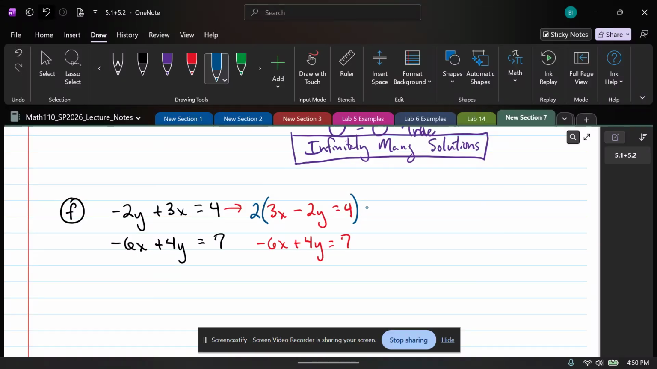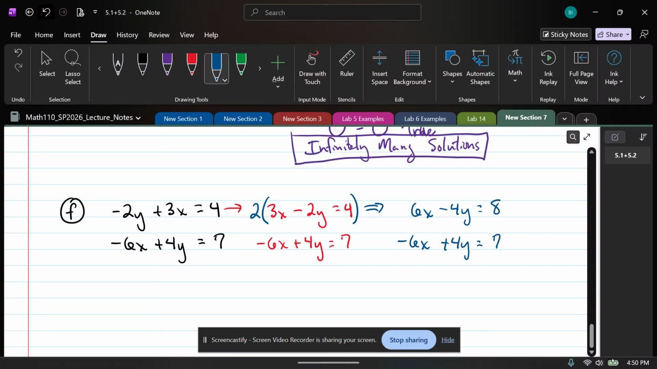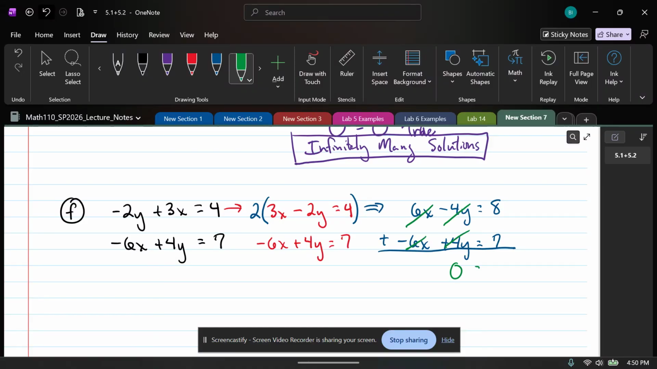Multiply the top one by 2. That's going to give us 6X minus 4Y equals 8. And then we have negative 6X plus 4Y is equal to 7. When I add those two equations together, what happens? 0 is equal to 15. Does 0 ever equal 15? No, 0 is never equal to 15. So because this is false, this is a no solution or an inconsistent system.